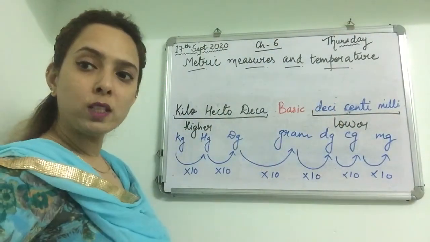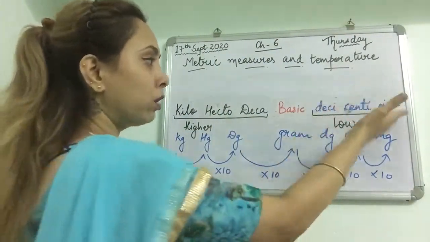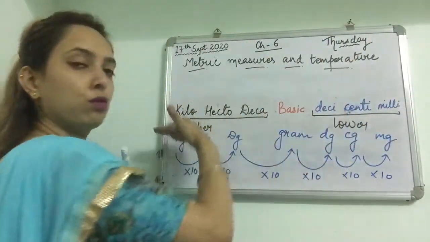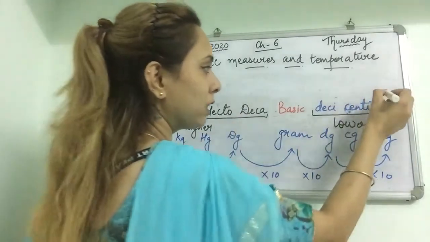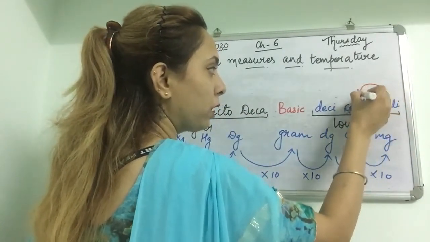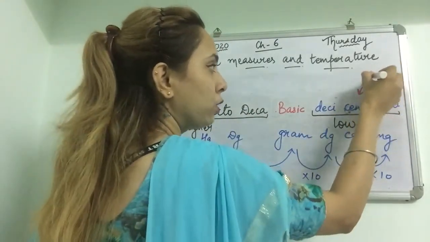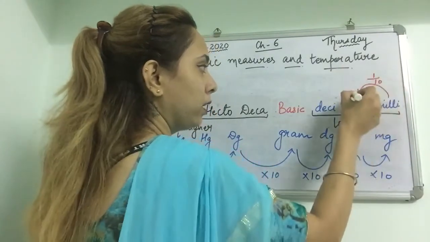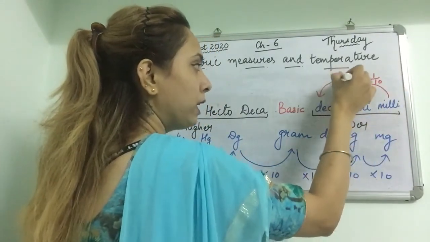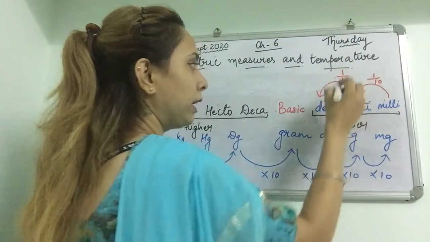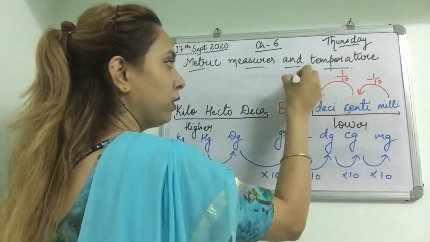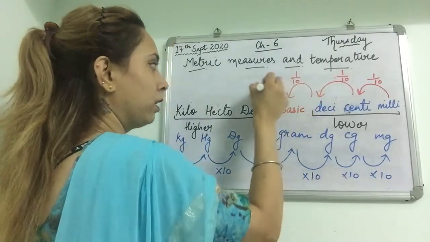Now, vice versa, when you are asked to convert lower units into higher units, you will divide by 1 upon 10. So here, if you are asked to convert milligram into centigram, you will write 1 upon 10. Centigram into decigram, divide by 1 upon 10.